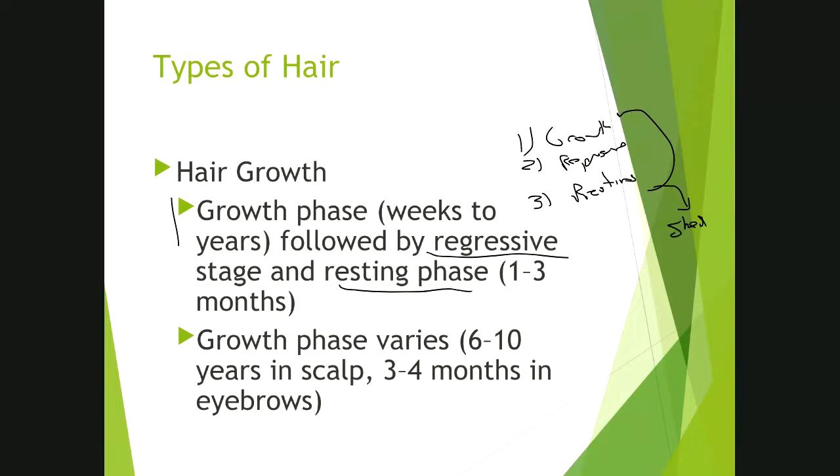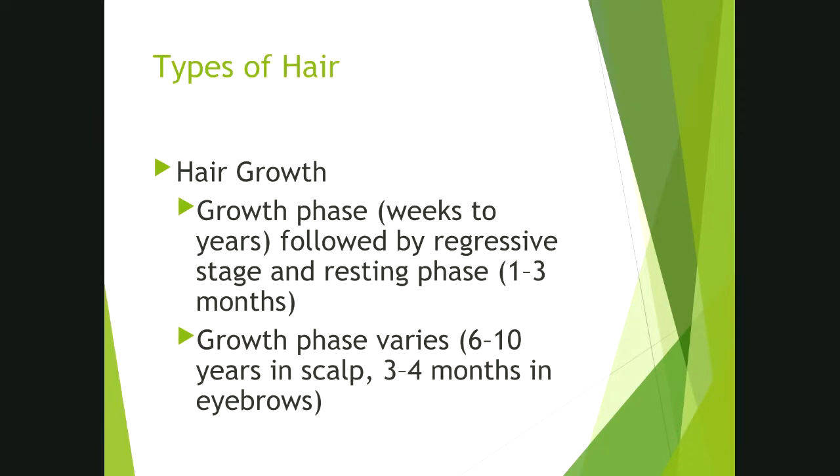Some hairs have a long growth period, but some hairs have a very short growth period. If you have a long growth period, it can be like 10 years. And hair can grow about a half an inch per month. So if you're talking about 10 years of growth, that's 120 months. And it grows about a half an inch per month. That's like 60 inches. So this person could have a hair that's 5 feet long.